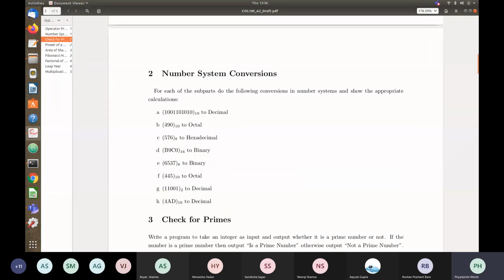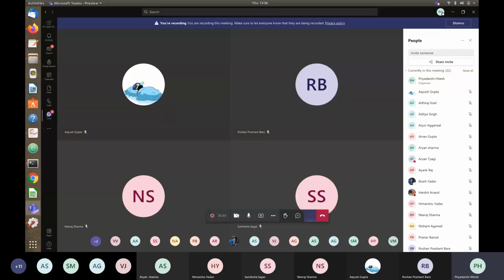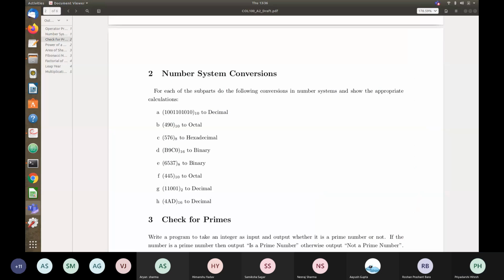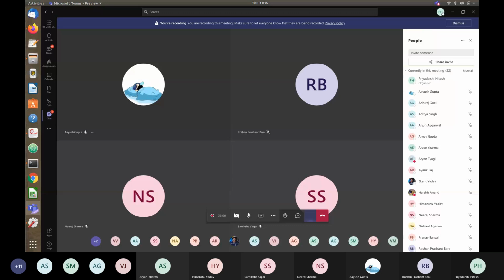This is number system conversion. I guess many of you would already be knowing how to solve it. How many of you know this number system conversion? Okay, only one. Fine, we'll see. So how will you convert binary to decimal? Just tell me.